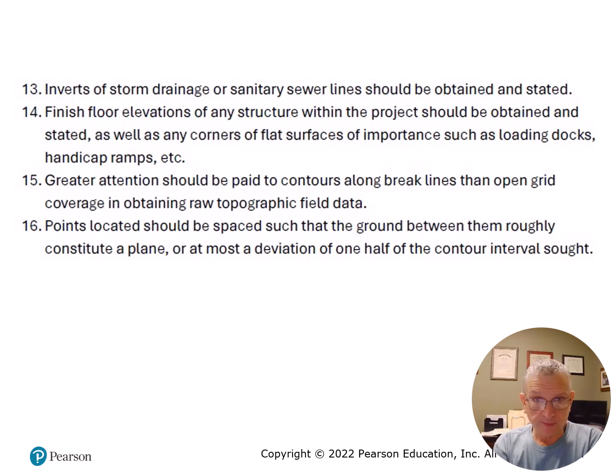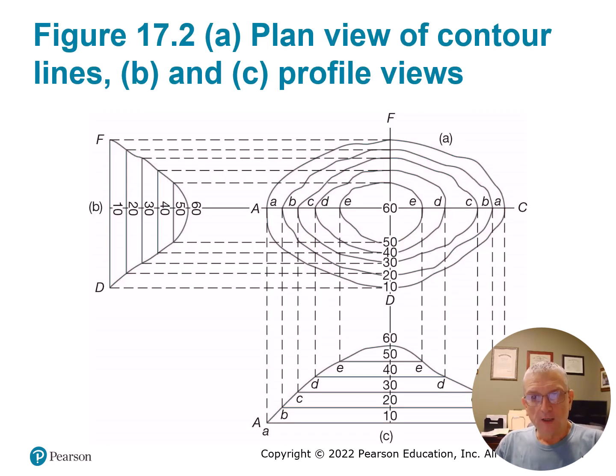Greater attention should be paid to contours along break lines than open grid coverage in obtaining raw topographic field data. We'll talk about that more in the next module. Points located should be spaced such that the ground between them roughly constitutes a plane, or at most a deviation of 1/2 of the contour interval. This also will be covered in the next module.